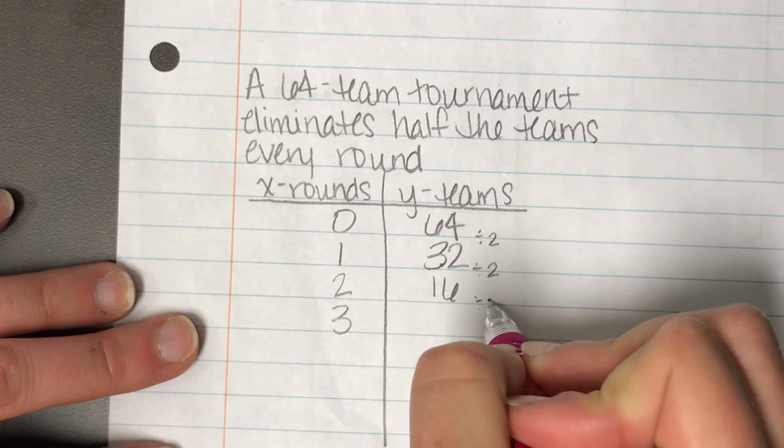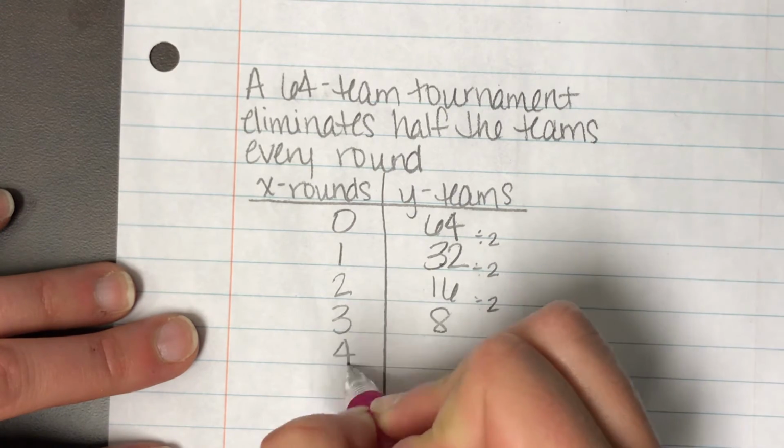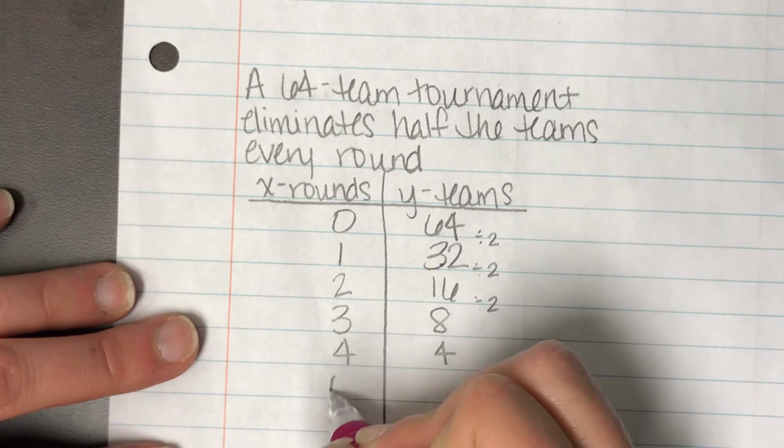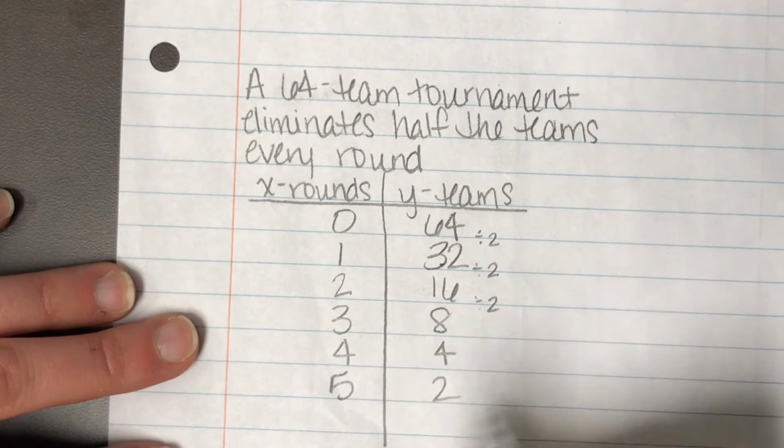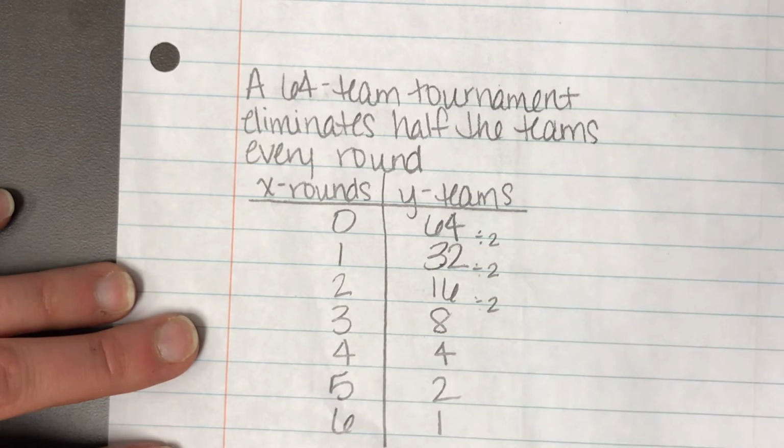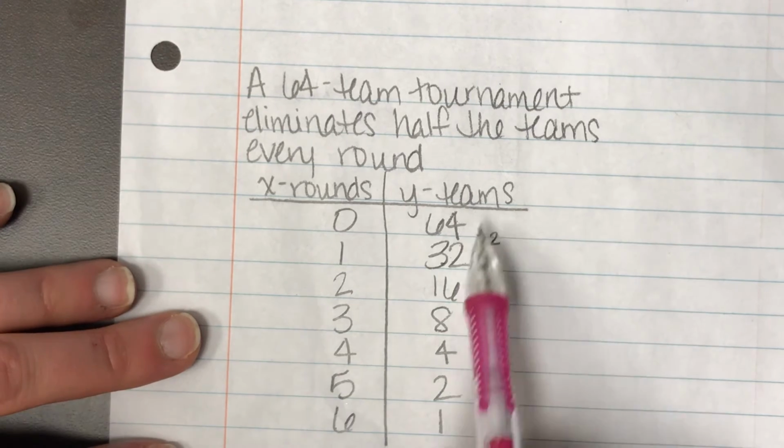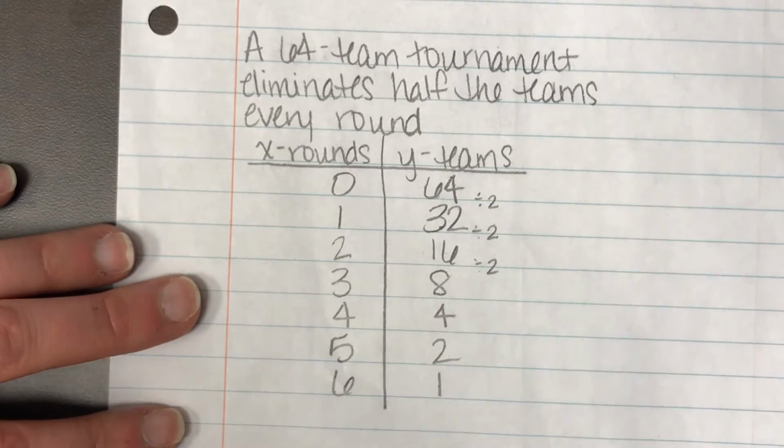After 3, I end up with 8. After 4, I end up with 4. After 5, we drop to 2, and then it would only take 6 rounds. Again, I'm just dividing by 2 every time.